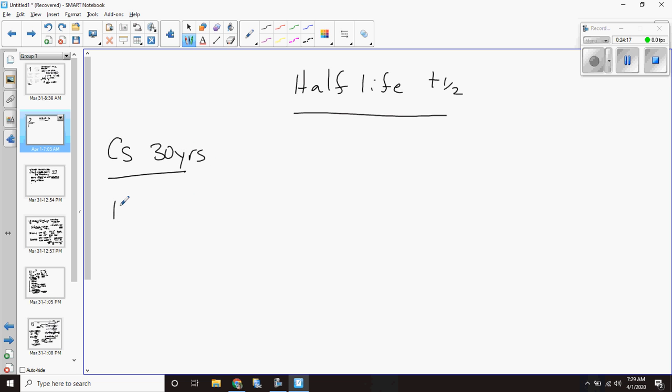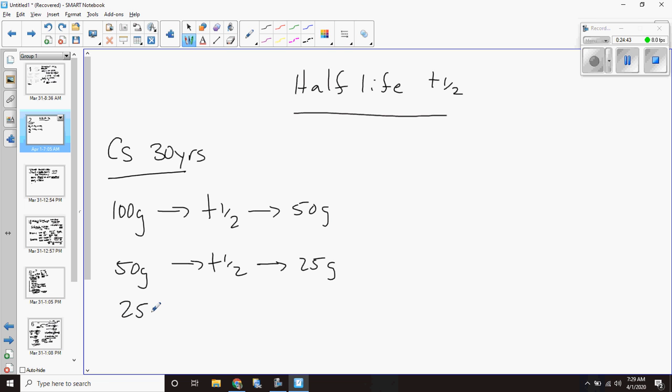So the concept of half-life is like this. If I have 100 grams of cesium, after one half-life, I'm going to have exactly 50 grams of it left, but it's going to take 30 years to do that. And then if I start with 50 grams, after another half-life, I'm going to have 25 grams, and then if I start with 25, after another half-life, I have half of 25, which is going to be 12.5 grams, and so on.